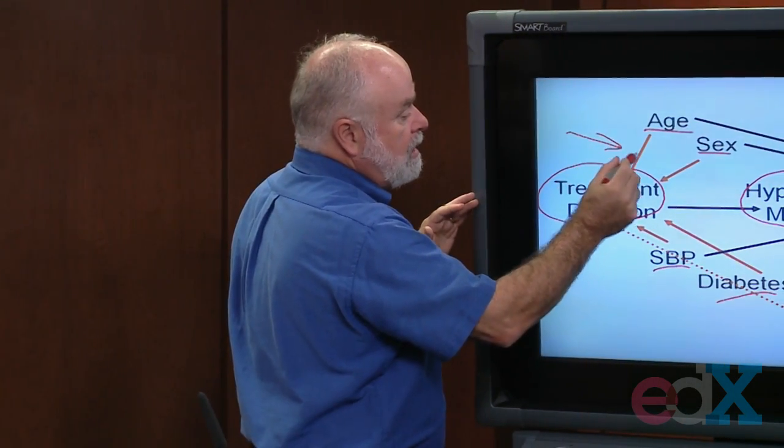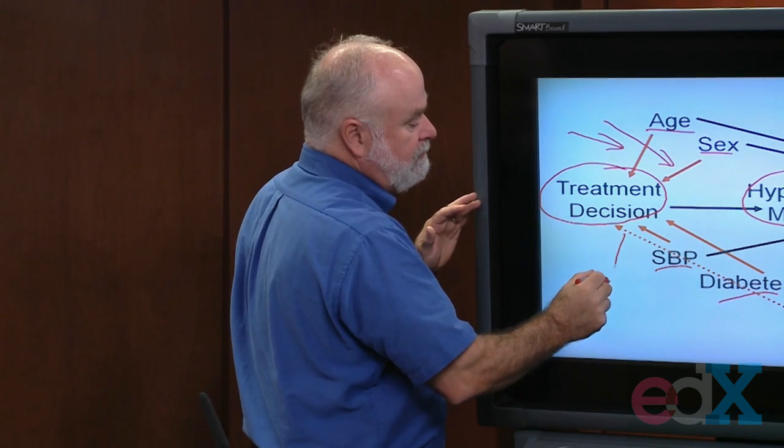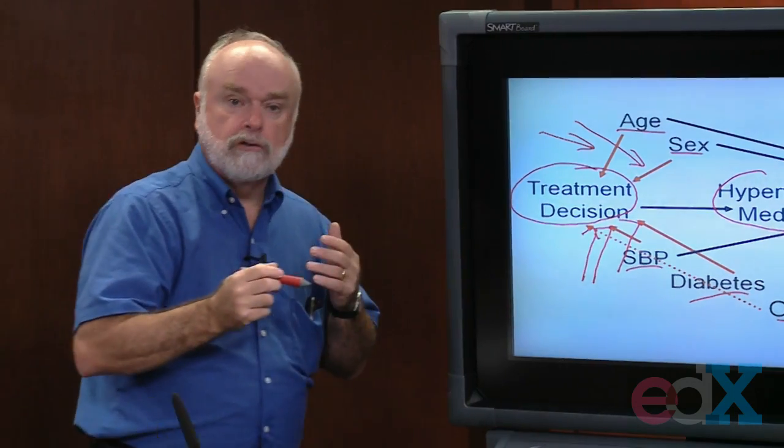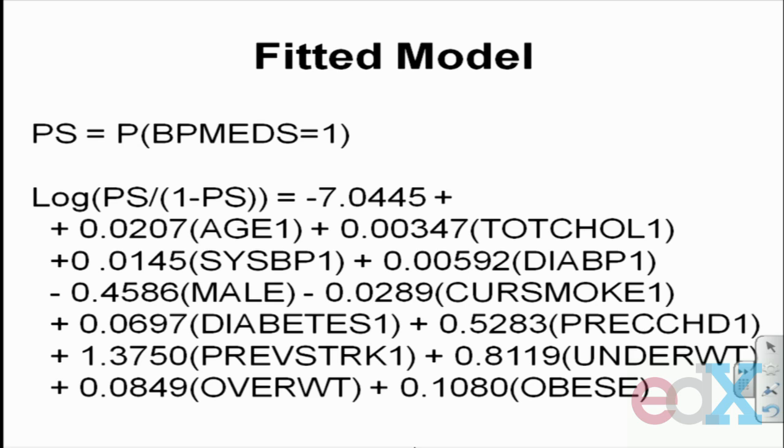So propensity scores now are going to be looking at these red arrows, not linking the confounders to the outcome, but now linking the confounders to the exposure, trying to quantify how these risk factors, age, sex, blood pressure, etc., influence a doctor's choice of treating a person with hypertension medication or not. So that's what the propensity score is trying to do. It's looking at the relationship between the confounders, not with the outcome, but with the exposure, a different direction, a different type of analysis.